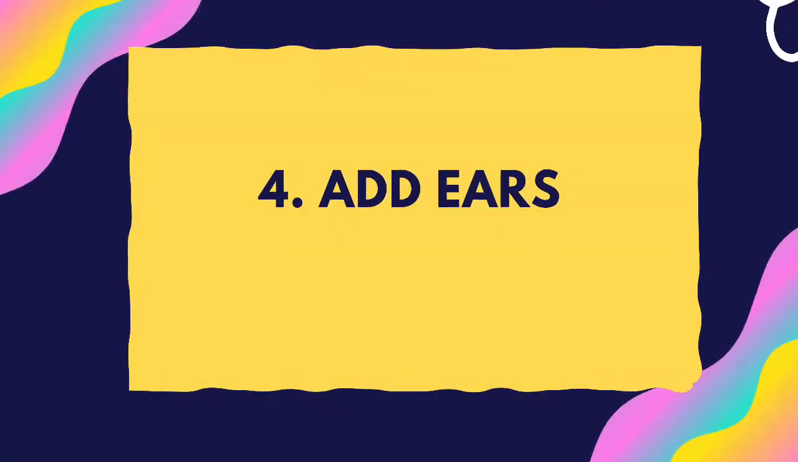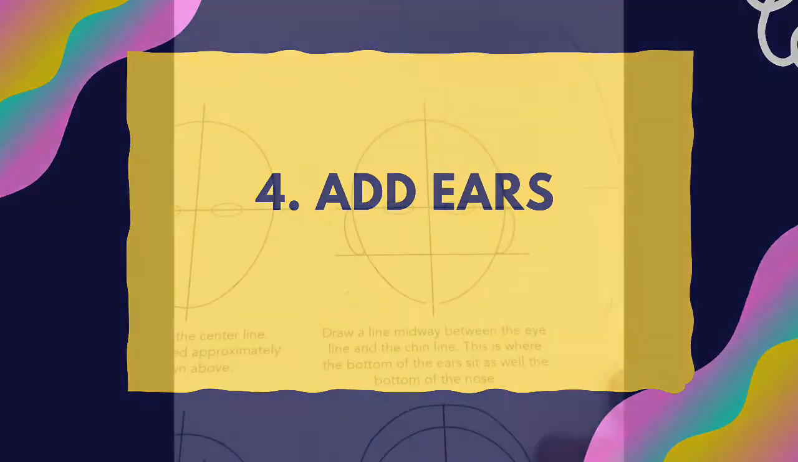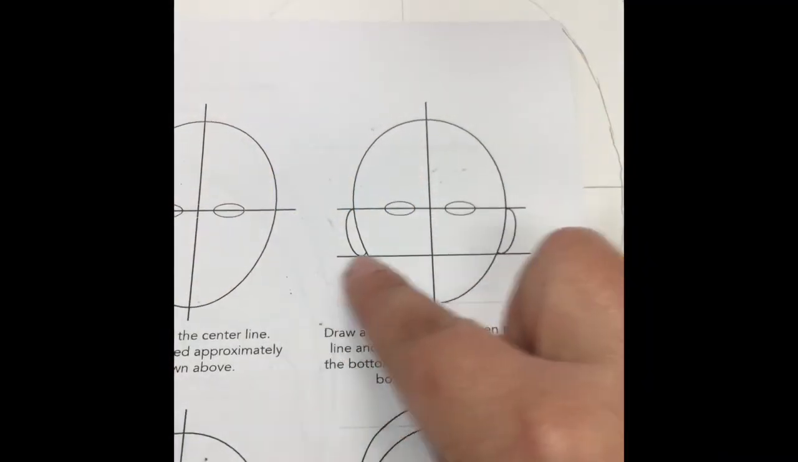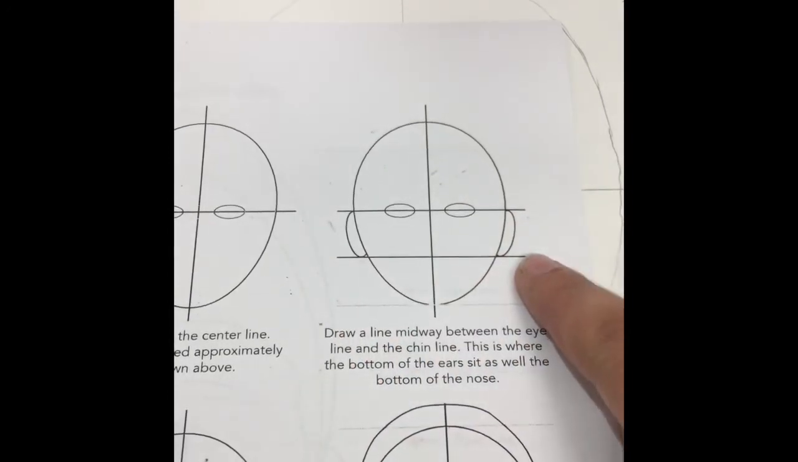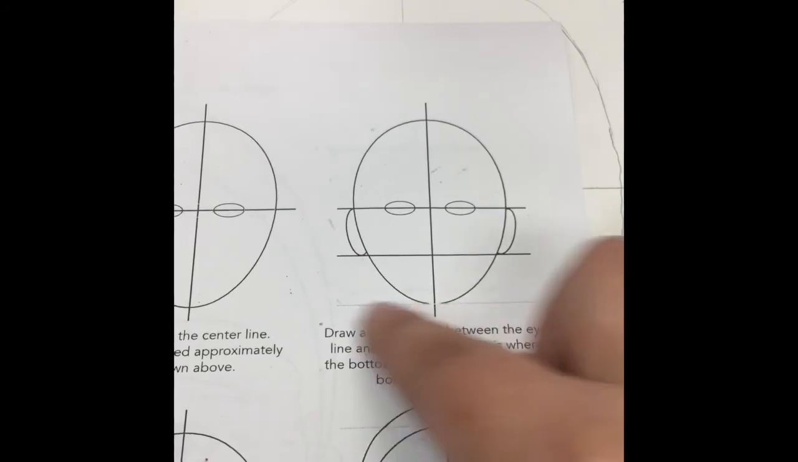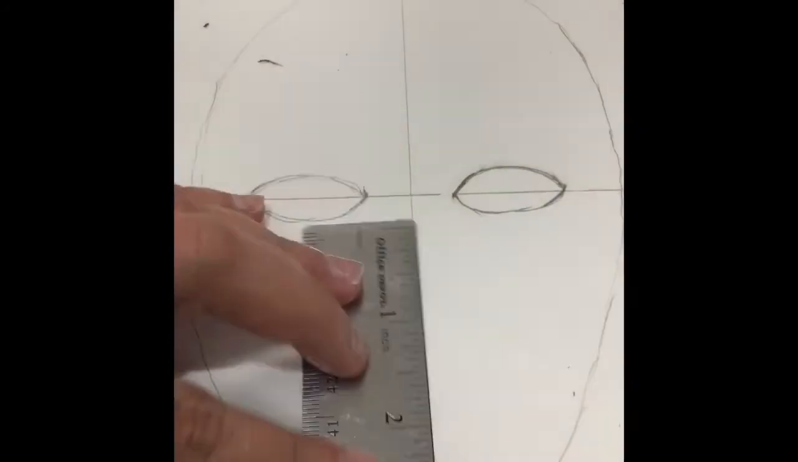Step 4. Add ears. Before you draw the ears, draw a line midway between the eye line and the chin line. This is where the bottom of the ears will sit. You will also use this later for the nose.